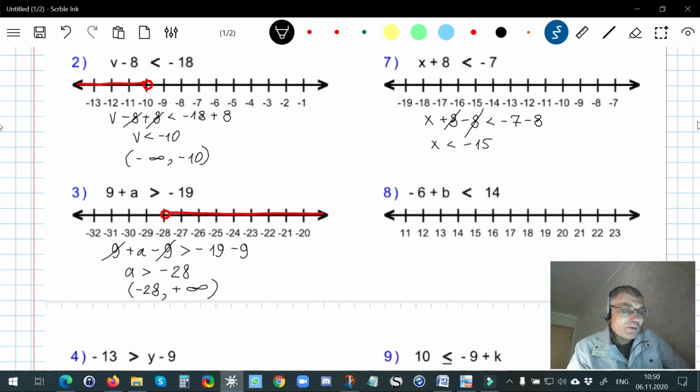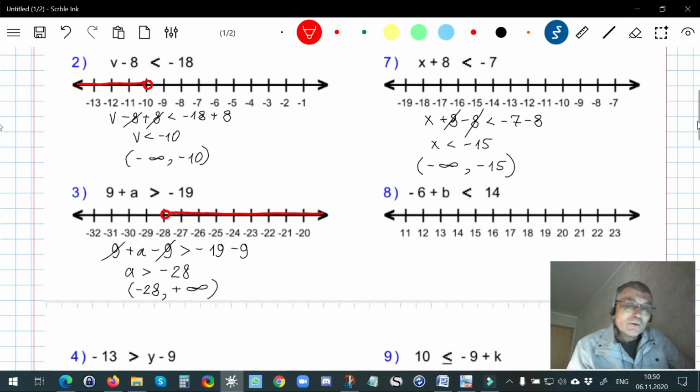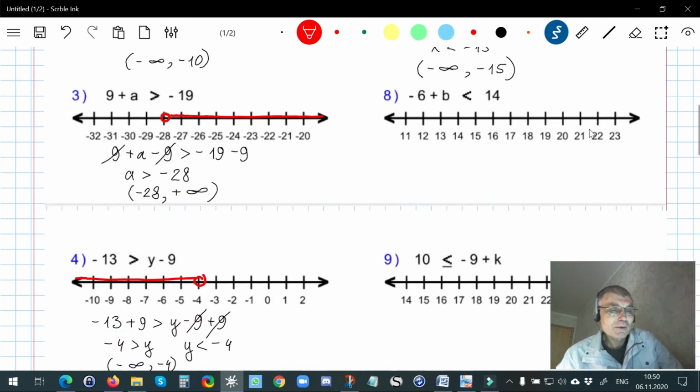That's set building notation. Interval notation, it stretches from negative infinity up to negative 15. In this case, the inequality is strict, so we don't include 15. Then I draw a circle around 15. And here we go.